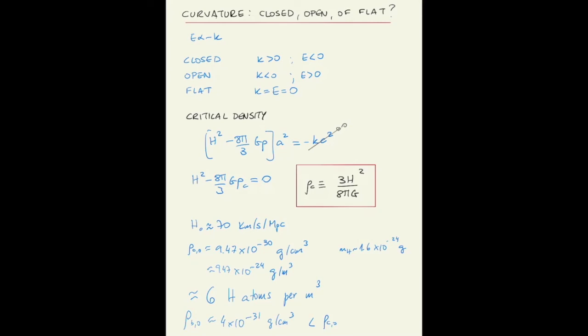So the conclusion is baryonic matter alone does not close the universe. The density of baryonic matter in the universe is only 4% of this critical density.